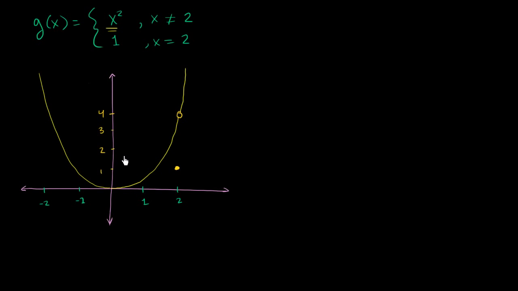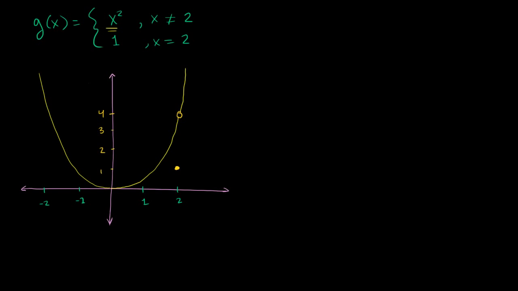You can define a function however you like to define it. And so notice, it's just like the graph of f of x is equal to x squared, except when you get to 2, it has this gap, because you don't use f of x is equal to x squared when x is equal to 2. You use g of x is equal to 1. I apologize for saying f of x. So then at 2, just exactly at 2, it drops down to 1, and then it keeps going along the function x squared.